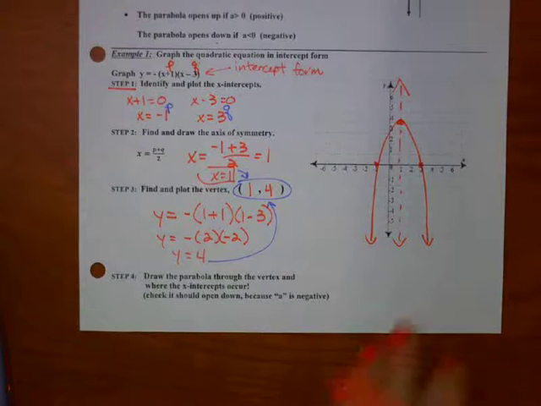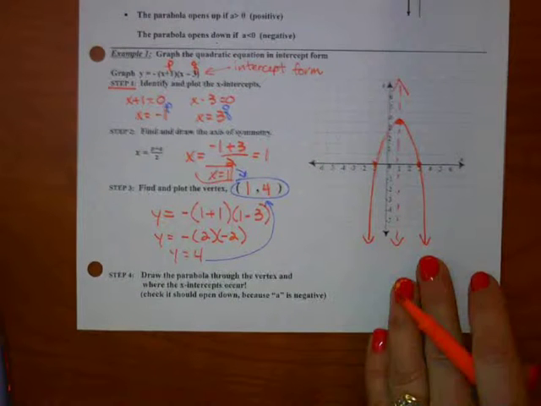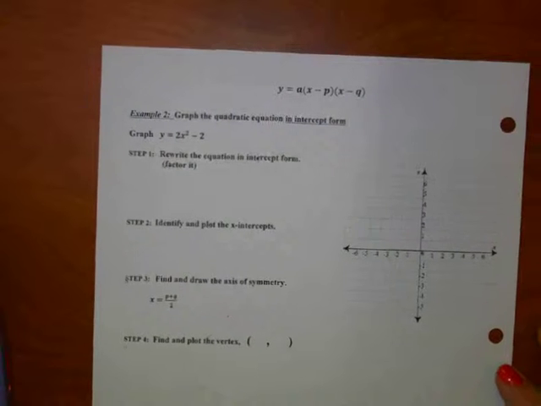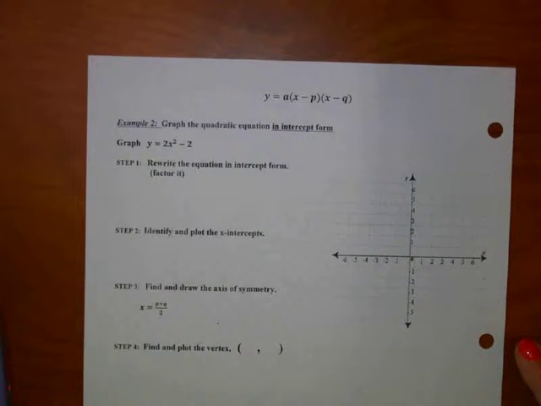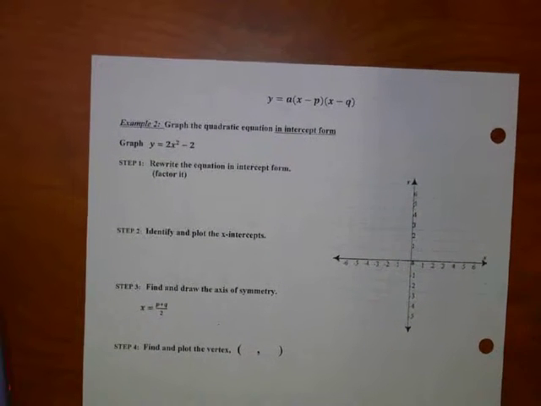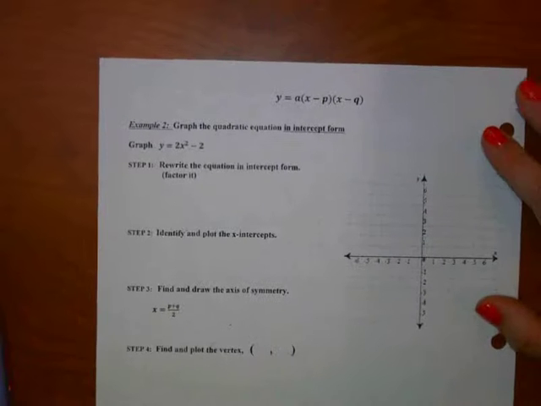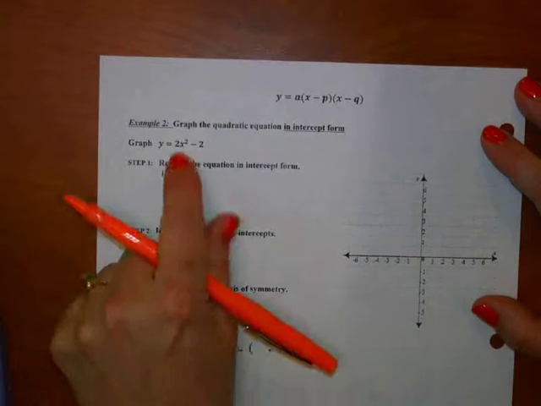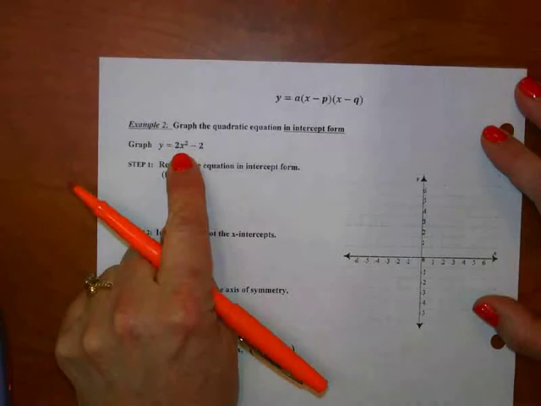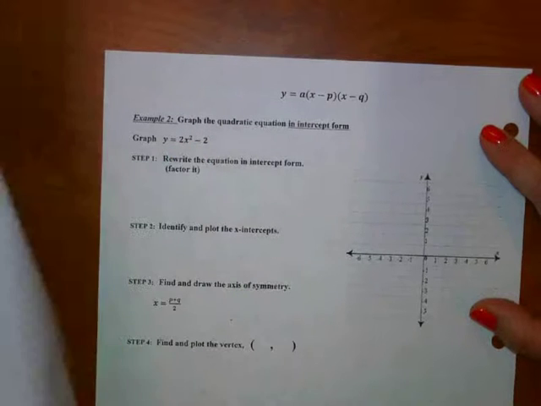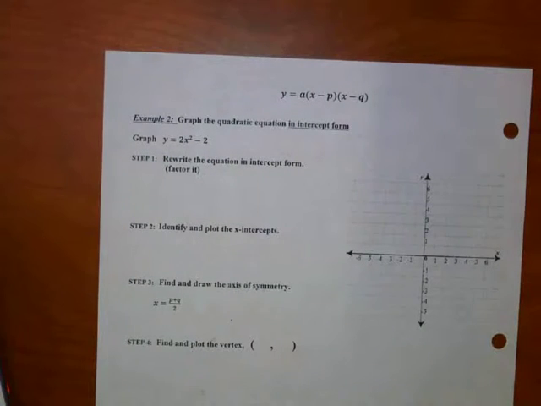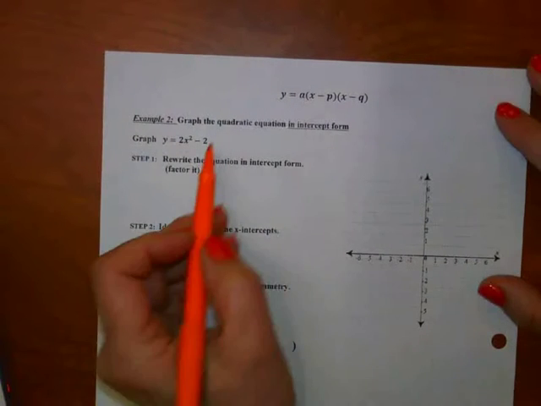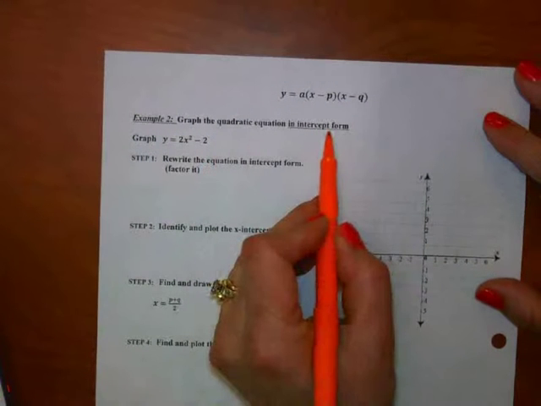Okay, let's do the other side. We're going to do the same thing. Only one more. Graph the equation in intercept form. Wait a minute. Is this factored already? No. We got to put it in factored form. Divided by 2. Graph the quadratic equation in intercept form.